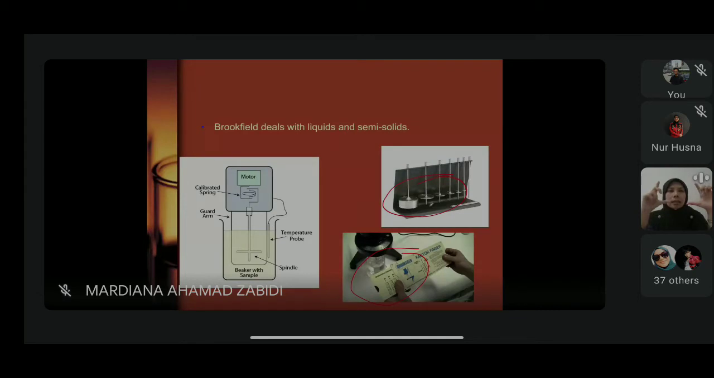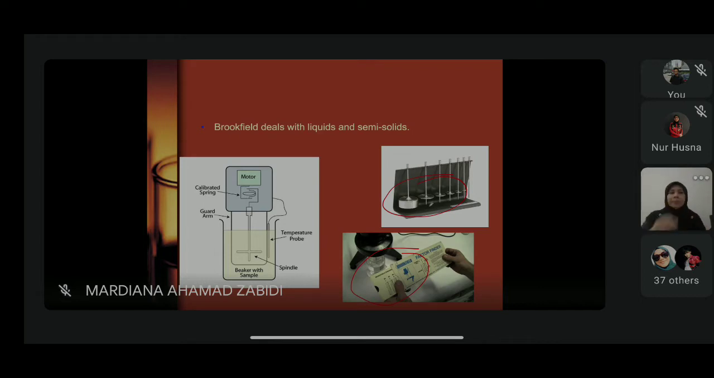But of course, when you measure viscosity, this one is another part. When you measure viscosity, it should be at a specific temperature, because different temperatures will give you different viscosity. This one is important because some of the liquids, some of the fluids, are temperature dependent as well as time dependent. So of course, when you're measuring viscosity, it depends on that particular product that you are working with.